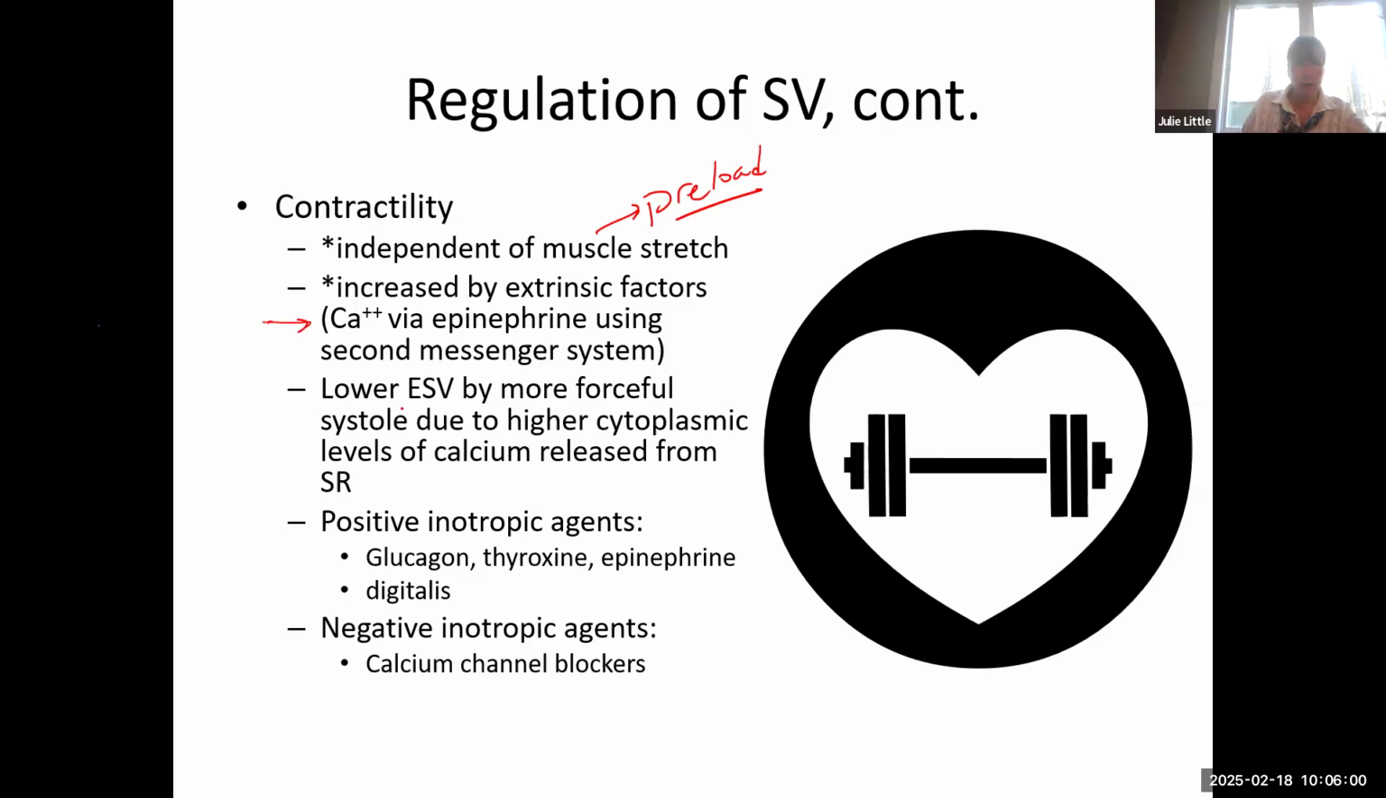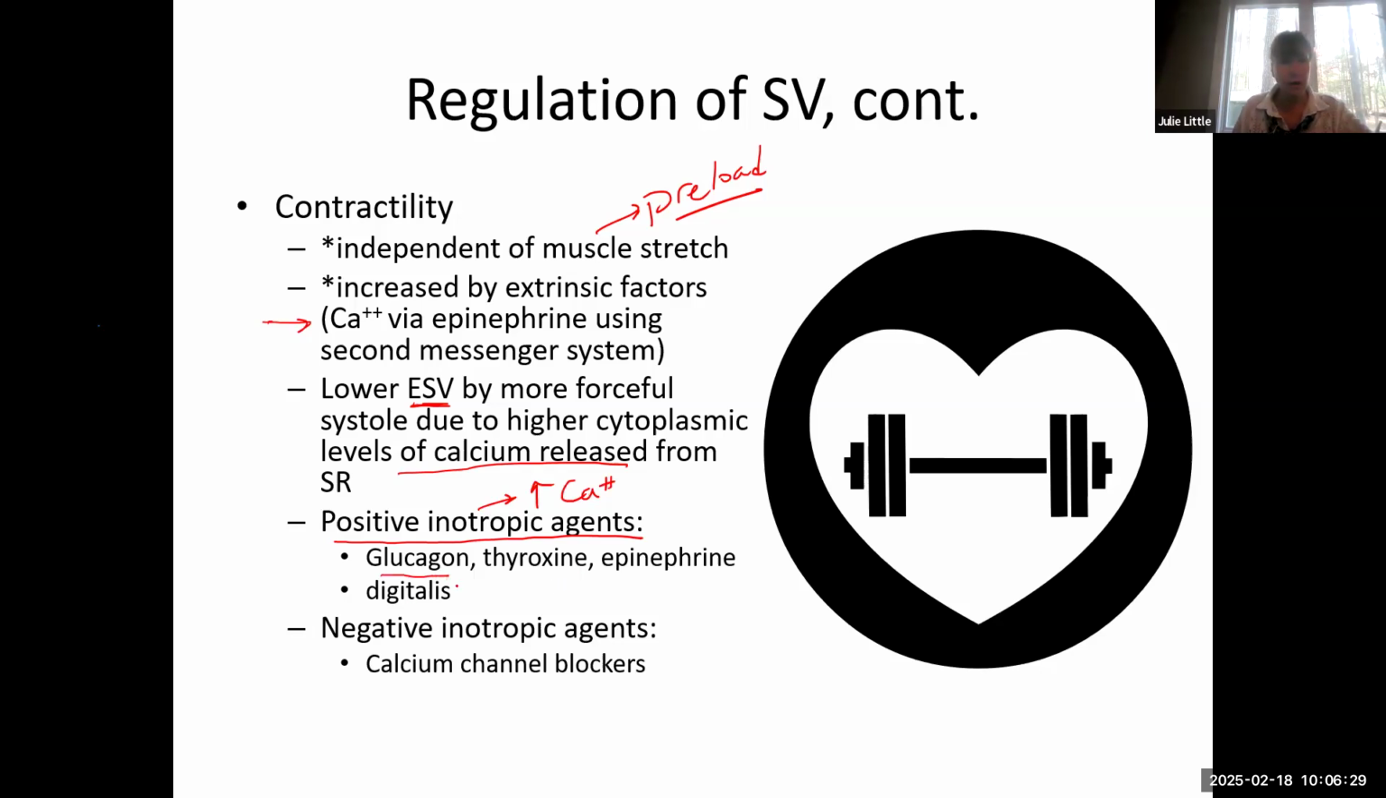And if we have a stronger contraction, that's going to lower our end systolic volume because more blood will be ejected during stroke volume. And this stronger contraction is always going to be due to higher amounts of calcium inside the cell. So what can cause higher amounts of calcium inside the cell? Things called positive inotropic agents. These increase calcium inside of the muscle cell.